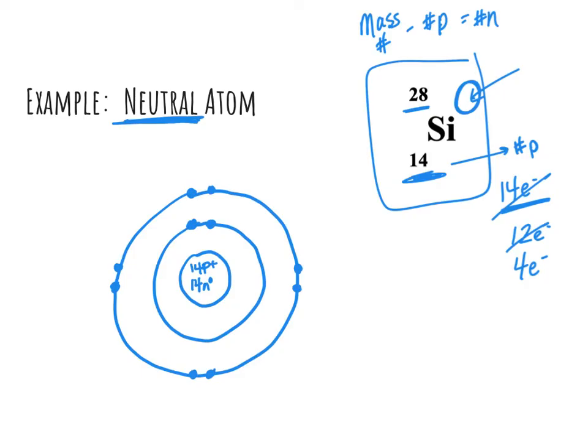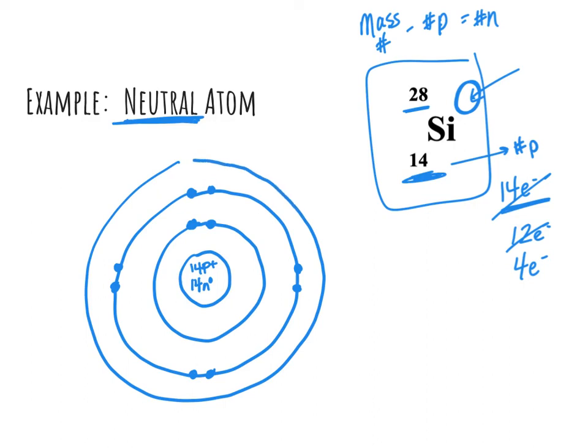So I filled up my first energy level, I filled up my second energy level. I'm going to fill up my third energy level until I run out of electrons. So as I said, we started with 14 electrons. We already put 10 on our model, so we have 4 more left. And before pairing them up, I'm going to actually put them on separate sides of my atom.